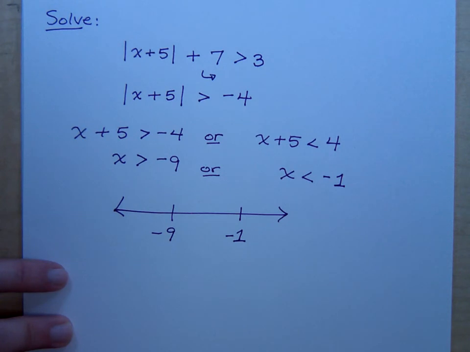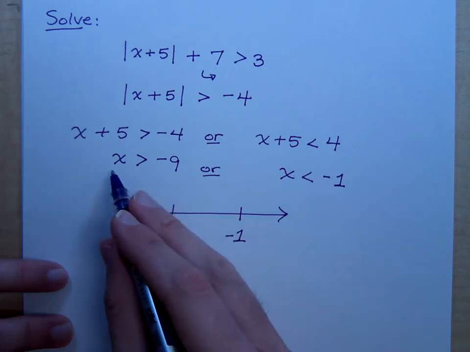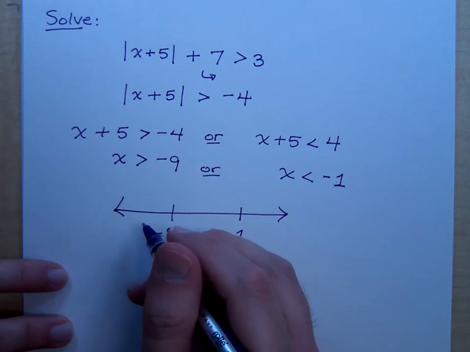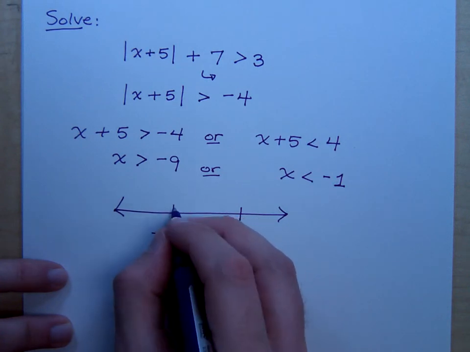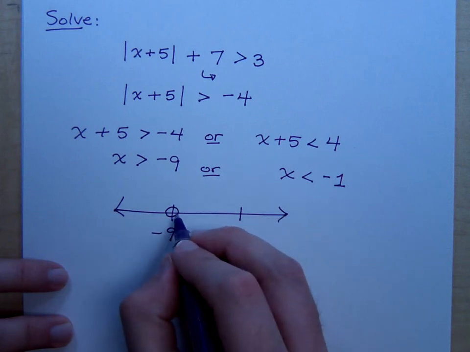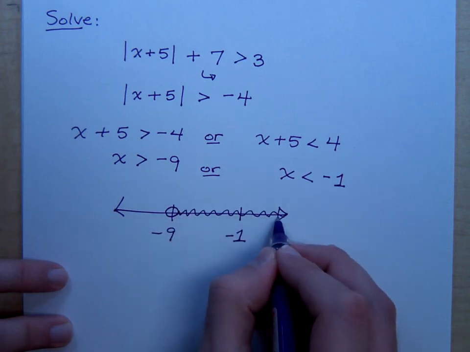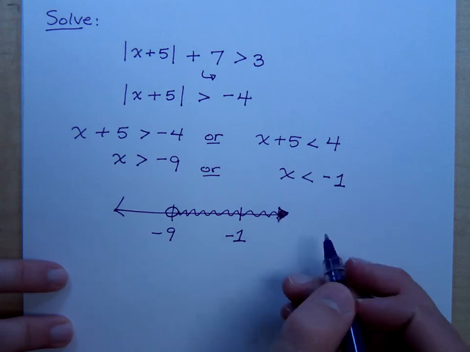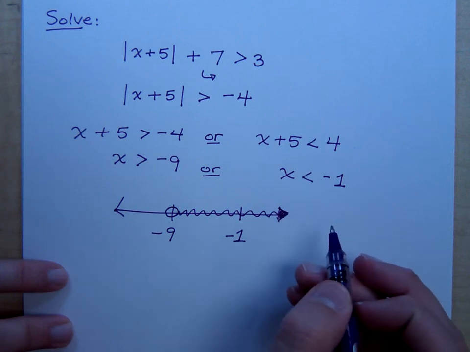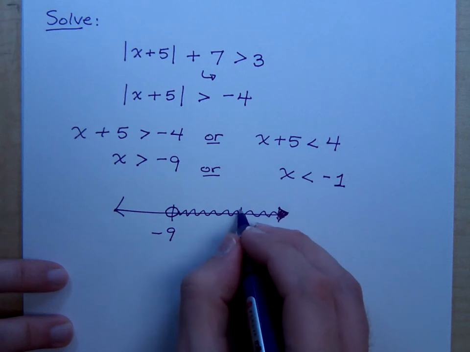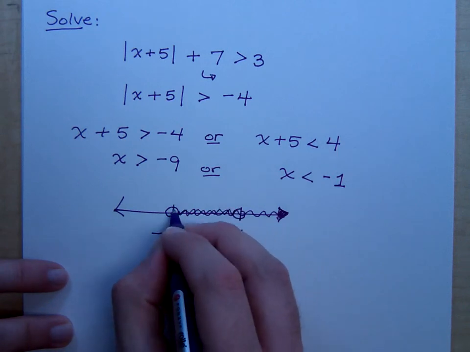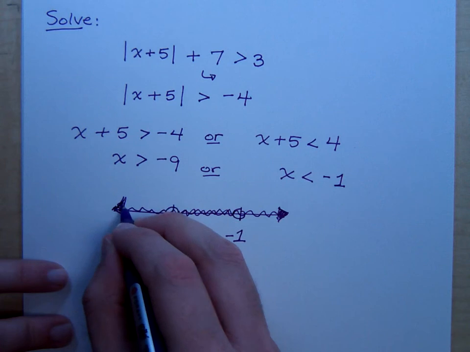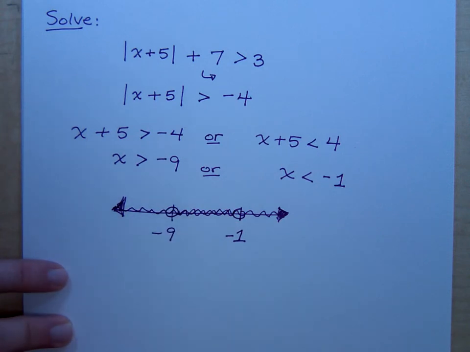Now if I put everything together, how do I do x is greater than negative 9? Open circle and going which way? This guy goes all the way to the right. How do you do x is less than negative 1? Open circle and going to the left. Was I asking for the intersection? No, I was asking for what? The union. But when I put all this together, what have I done?